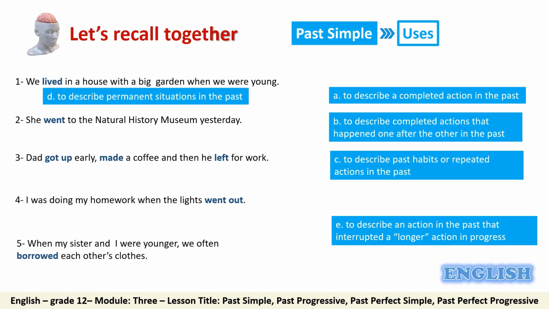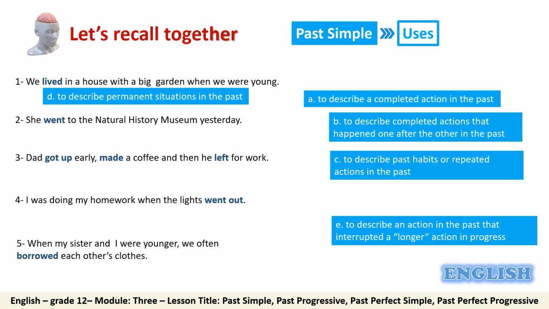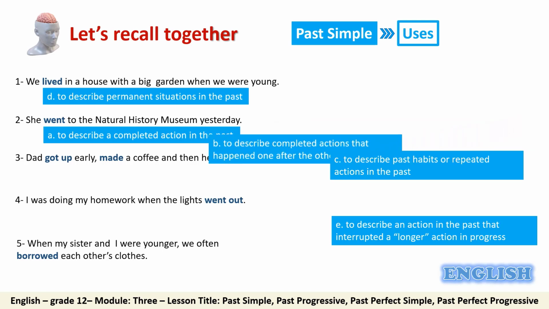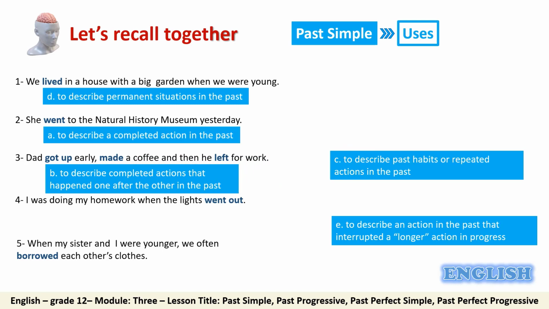Then sentence 2. For this sentence, the past simple is used to, very good, describe a completed action in a specific time in the past. The following sentence, the past simple here is used to show, very good, that completed actions happened one after the other in the past. Then sentence 4.